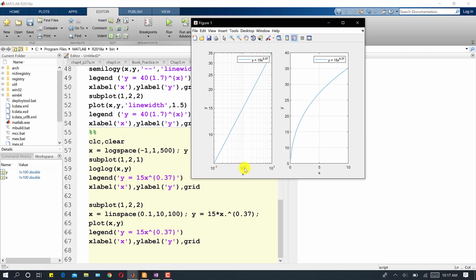So these are logarithmically spaced x values and logarithmically spaced y values. Here we can see this is a log scale. And while plotting this on a simple plot, we get this plot. It's a curved line. Whenever we plot such functions, these are power functions. Whenever we plot power functions on a log-log scale, we will get a linear line.